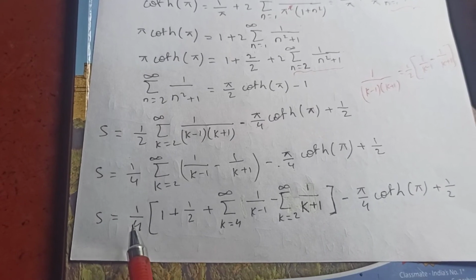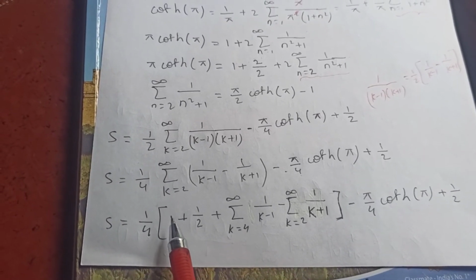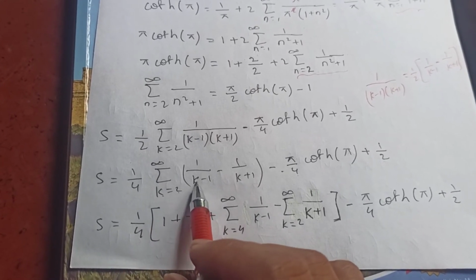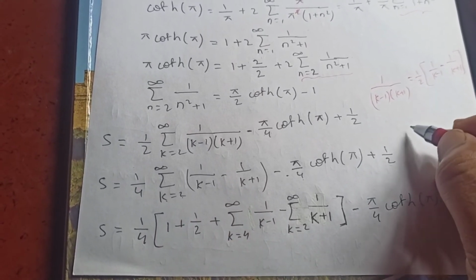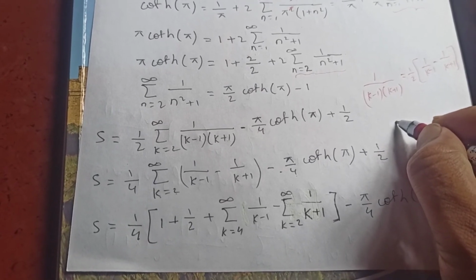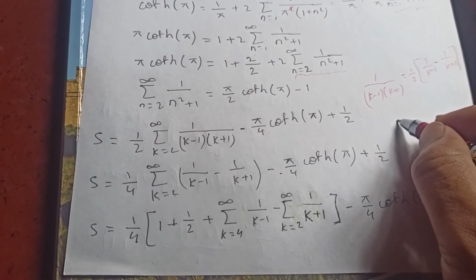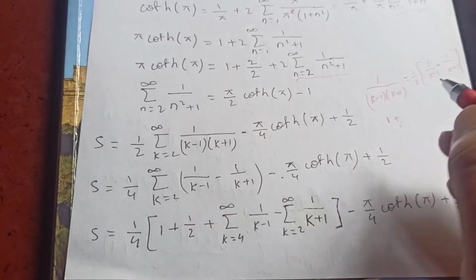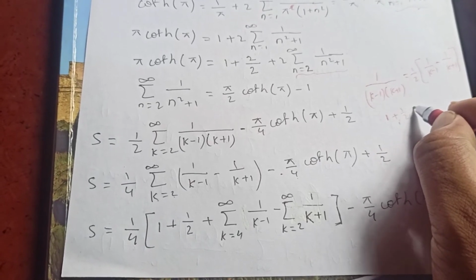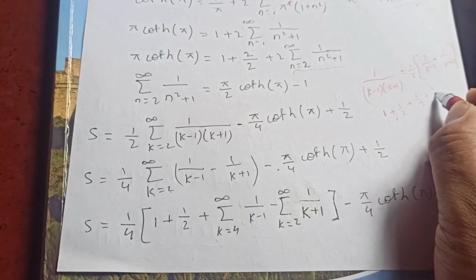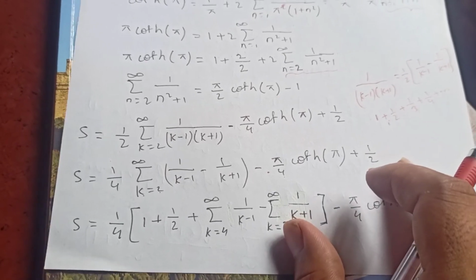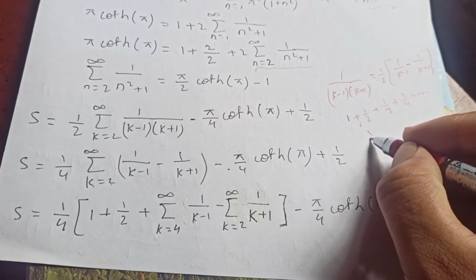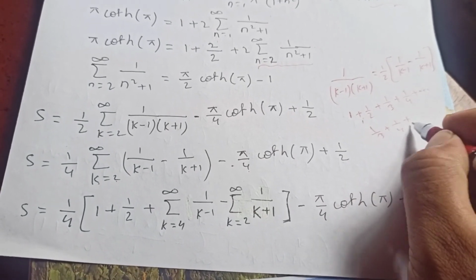Now s is equal to 1 over 4. Now if you see this sum will start from k equal to 2, so it will be 1, right? So it will be 1 plus 1 by 2 plus 1 by 3 plus 1 by 4 plus and so on. And again if you check this one, the sum from k equal to 2, it will be 1 by 3 plus 1 by 4 plus and so on.